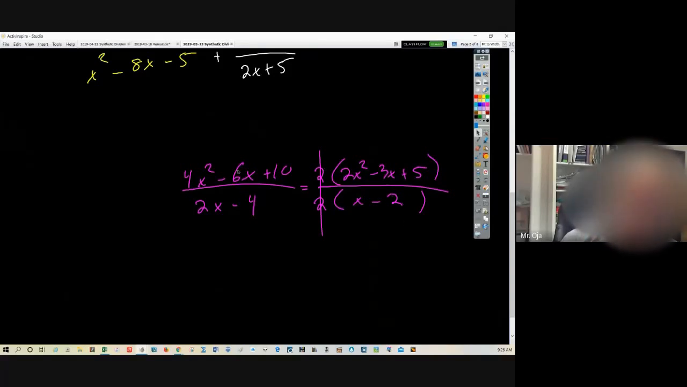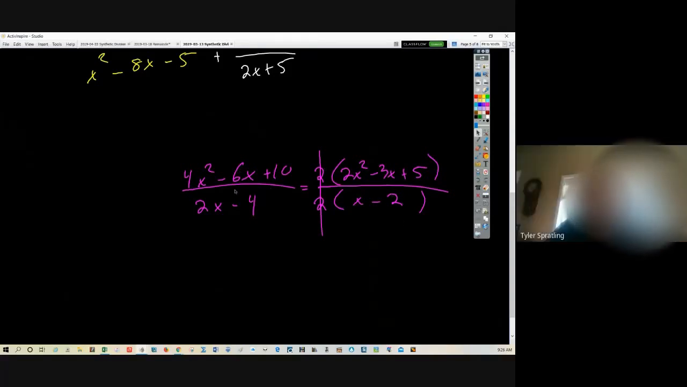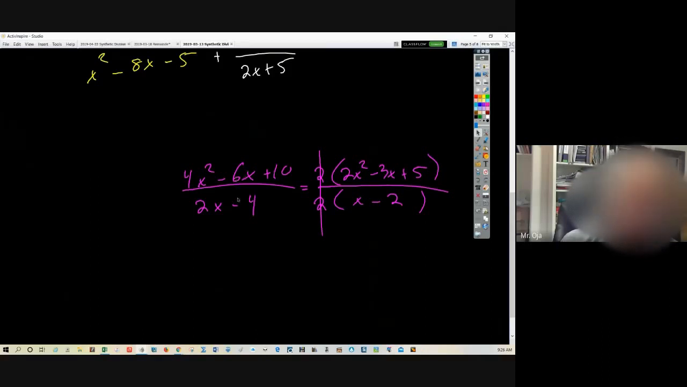Really, all we did is we just reduced this fraction. We divided the top and the bottom each by 2 to make it easier, because that's a number that divided into everything in the top and the bottom. But the best way to think about it is we factored a 2 out of the top and we factored a 2 out of the bottom and canceled them, because 2 divided by 2 is 1.